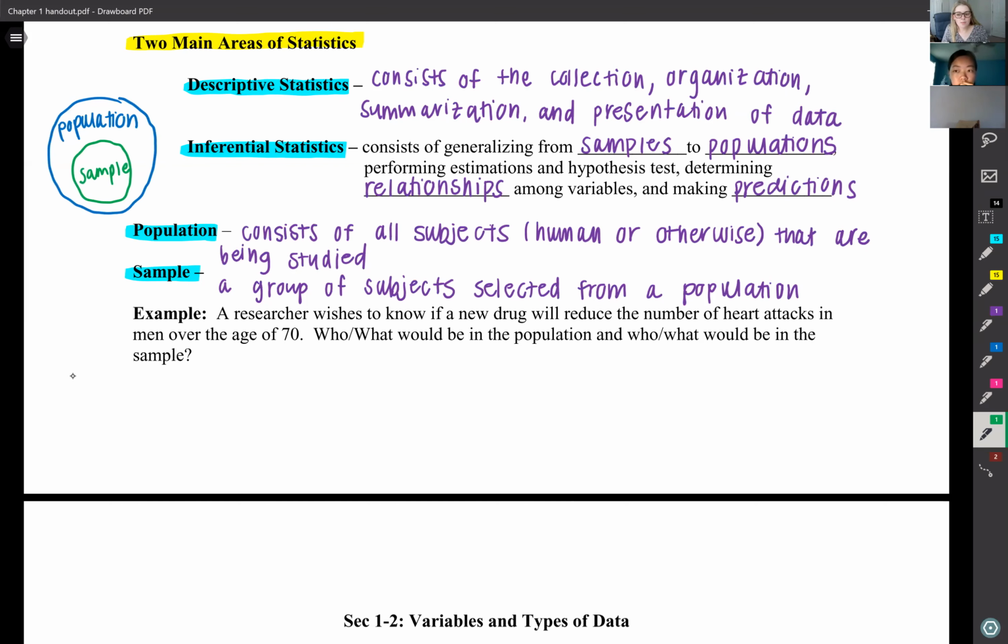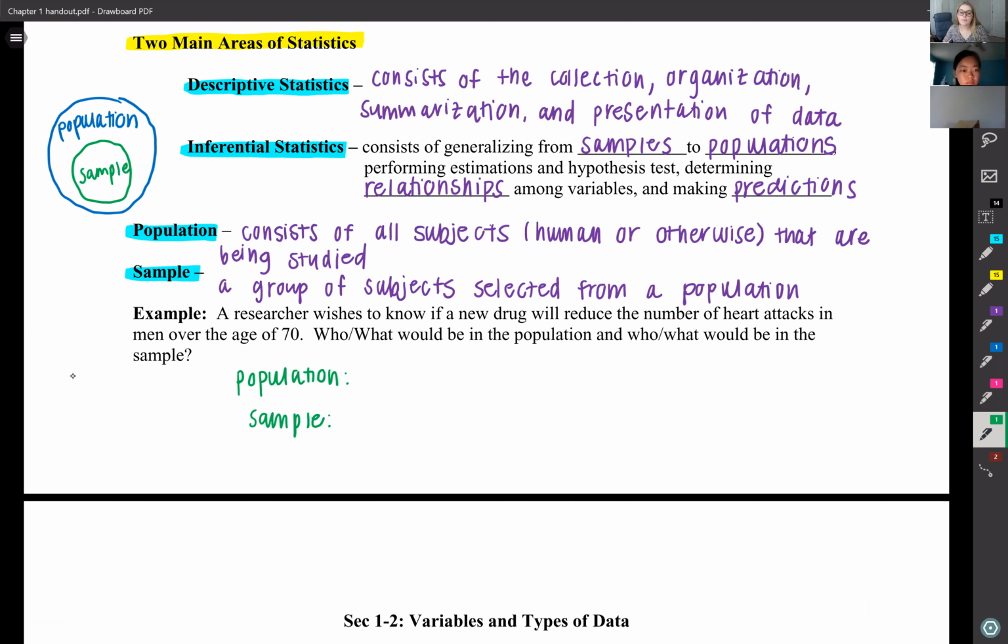Okay. Then there's only one more thing to talk about from section 1, and it's just a quick example. It says a researcher wishes to know if a new drug will reduce the number of heart attacks in men over the age of 70. Who/what would be in the population, and who/what would be in the sample. Okay, so population. And sample.